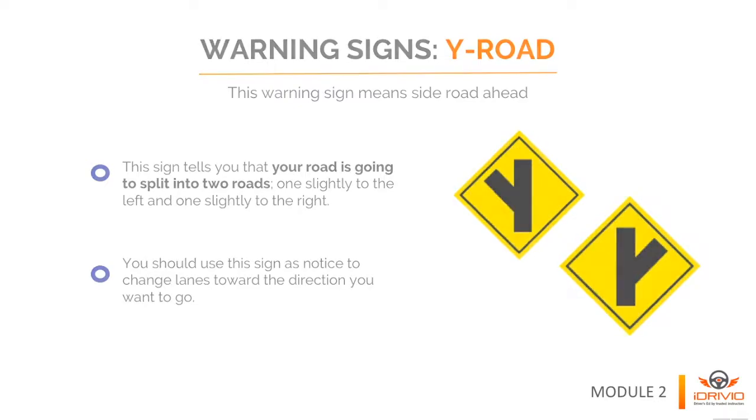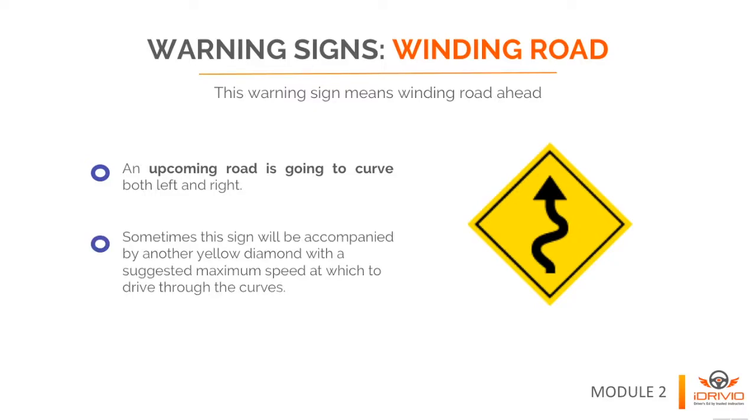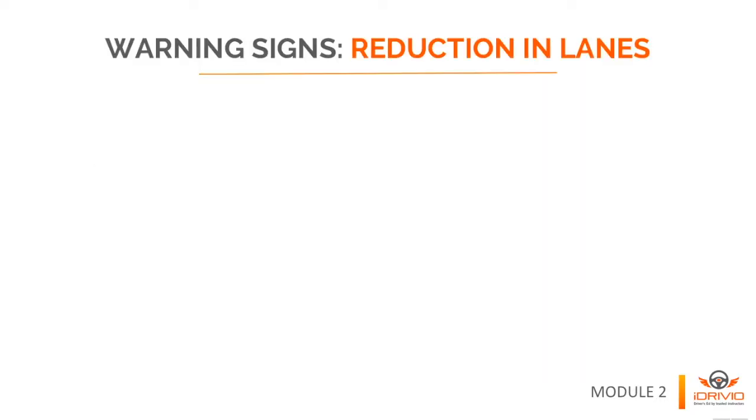This warning sign means winding road ahead. An upcoming road is going to curve both left and right. Sometimes this sign will be accompanied by another yellow diamond with a suggested maximum speed at which to drive through the curves. Reduction in lanes sign.